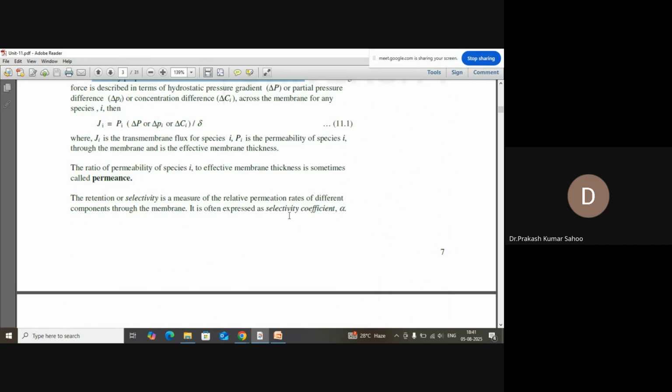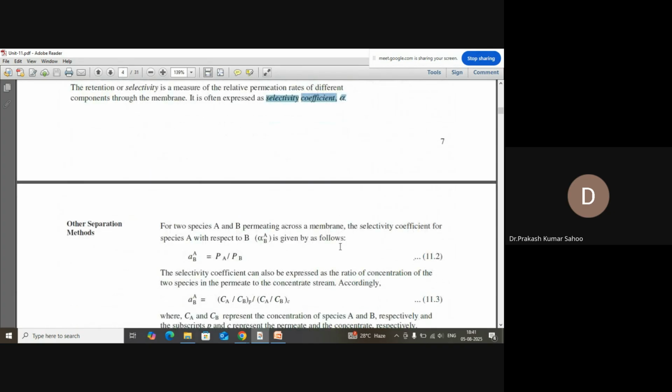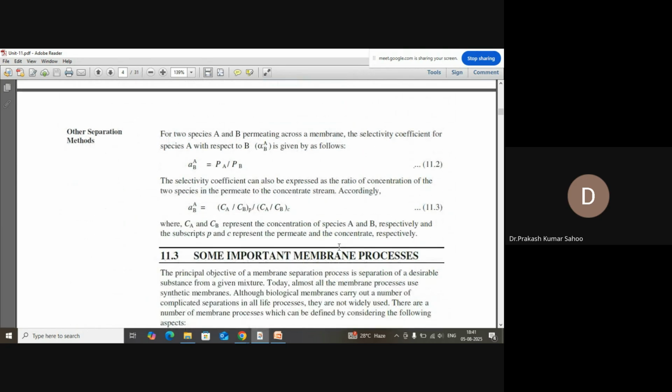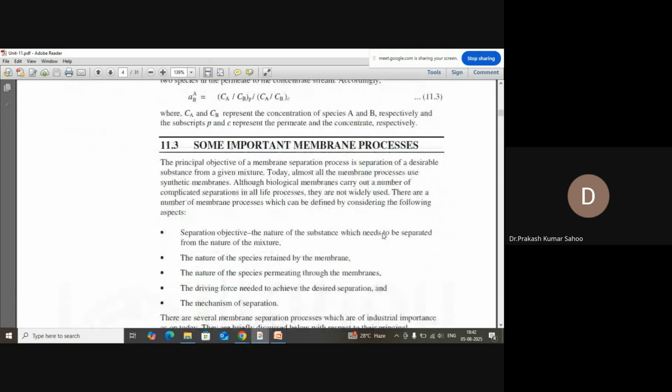Another parameter is known as selectivity or retention of the particles. A selectivity coefficient is there. So how the membrane allows the selective particles to pass through it. The equation is alpha AB equal to PA by PB, where your selectivity is calculated.